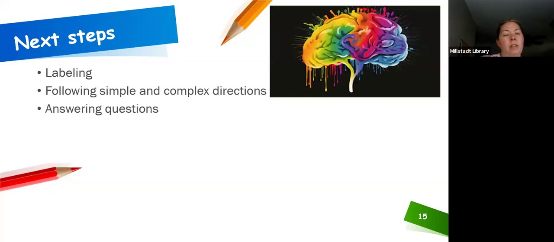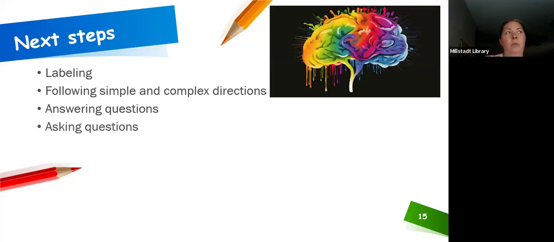Answering questions. It is important for people to ask as well as answer questions, whether those questions be about themselves, like what is your name, how old are you, to something more complex like tell me your favorite color, what do you like to eat. Those are going to be the next steps past basic communication of saying cookie to saying what do you want to eat, and they say cookie.